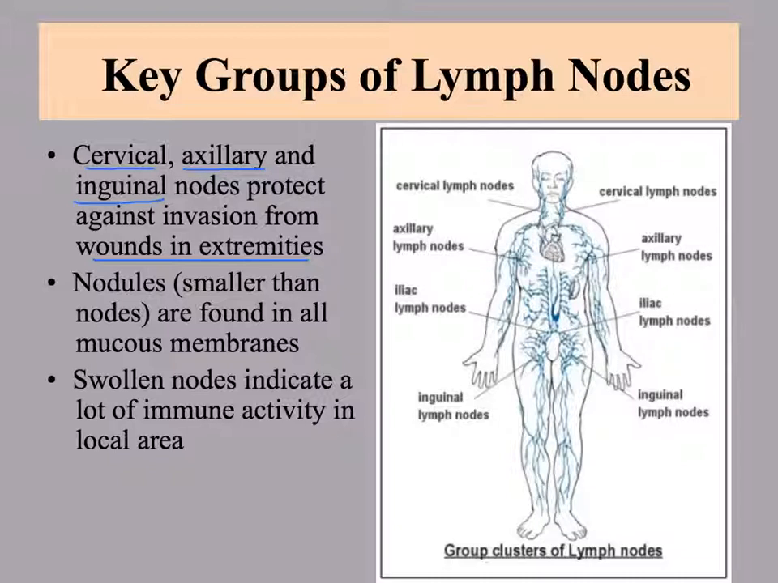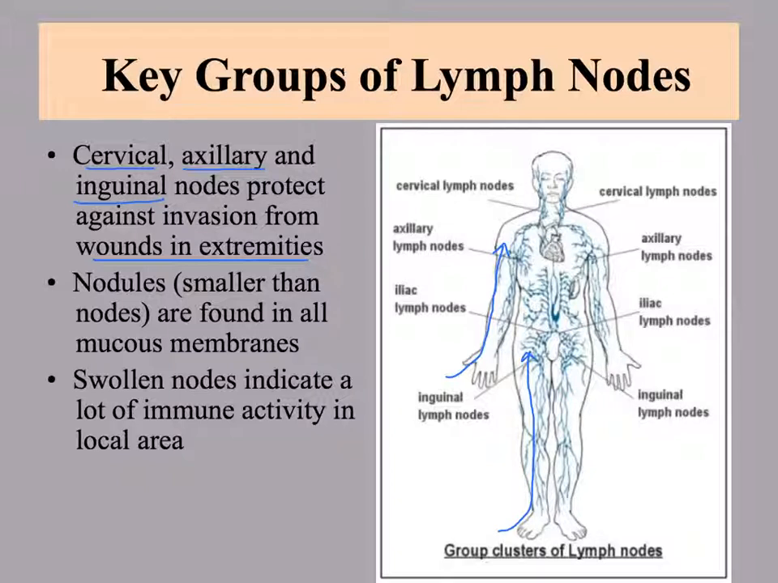So something that has come in on the arm is going to run through the axillary, the armpit area. If it's come in through your foot, there's actually some right behind your kneecap, but eventually we'll get up into the junction between your leg and your torso. And so these key areas are protecting against wounds on the extremities coming in towards the central part of the body. Nodes are strictly defined as having a connective tissue capsule surrounding them.